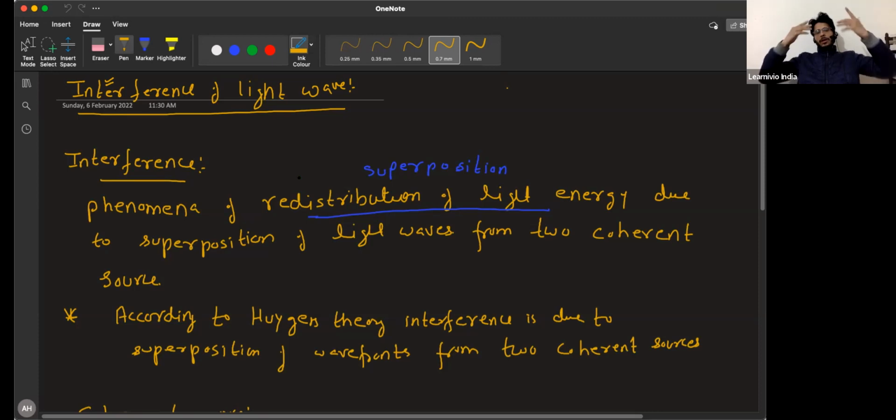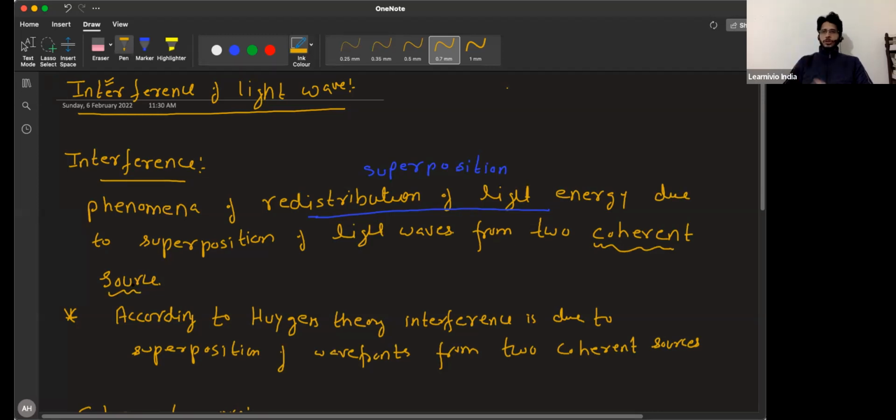Like if you have two bulbs in your room, you switch on the first bulb, the light is coming from the first bulb only. Then you switch on the second bulb, the light waves will come from both the bulbs. Then these two light waves will superimpose each other. They will combine with each other, and that particular superposition is what we call interference of light. But there is a slight technicality in that superposition.